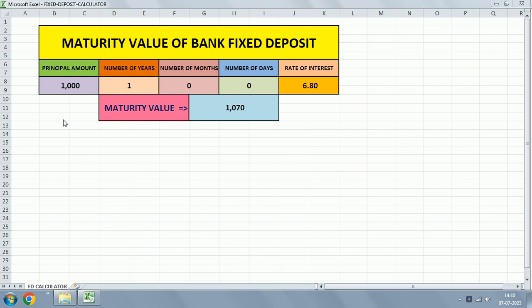So as you can see, suppose you want to deposit 10,000 rupees for 2 years, and the rate of interest is, say, 6.9% hypothetically. Then the maturity value will be 11,466 rupees.